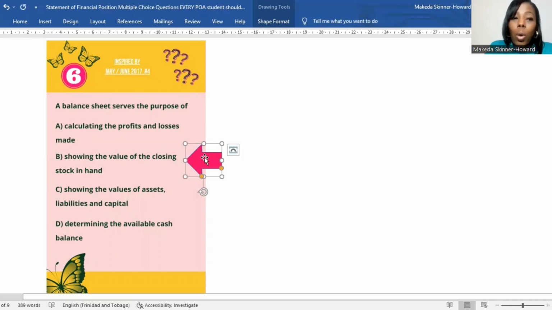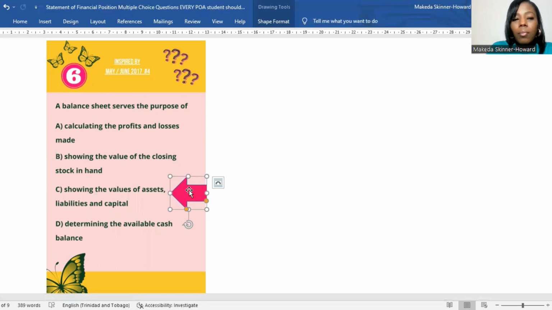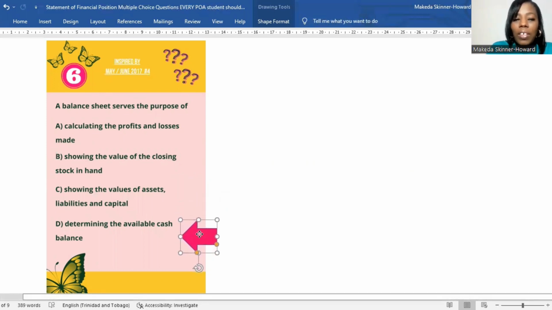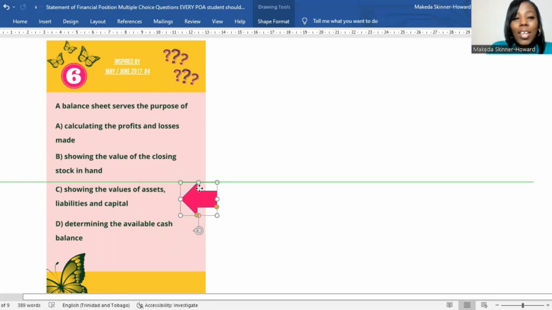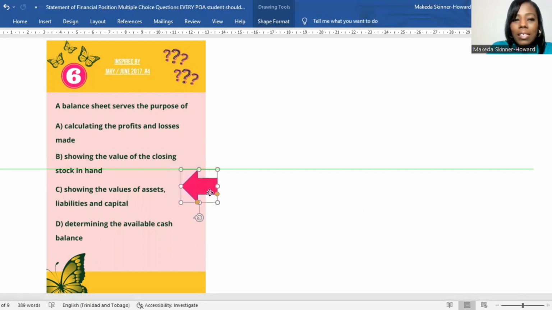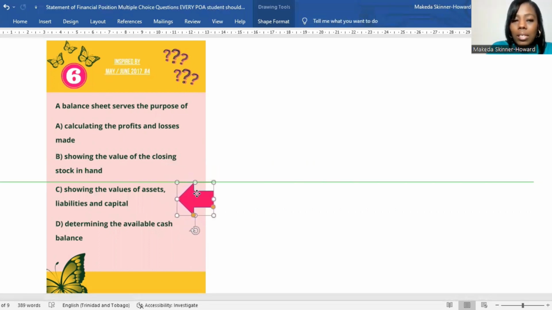The balance sheet will show the value of the closing stock in hand, but that is not the purpose of the balance sheet. Actually, it is option C, which is to show the value of assets, liabilities, and capital. It's not to determine the available cash. So again, your answer for number 6 is C. Please make sure you understand the purpose of this. All right.